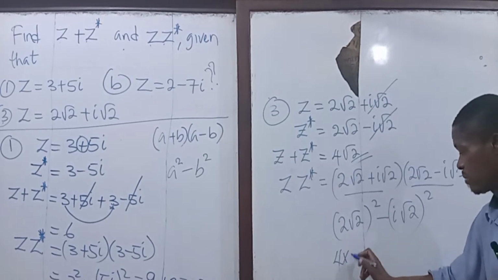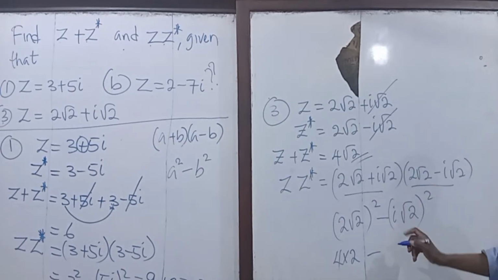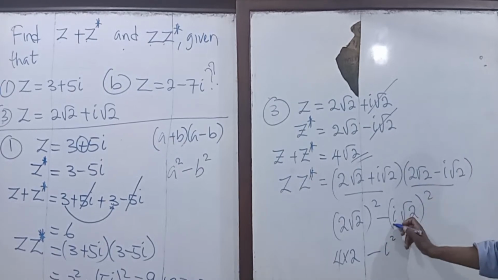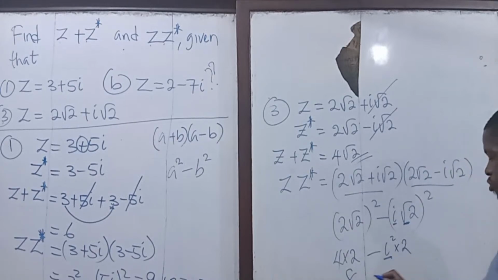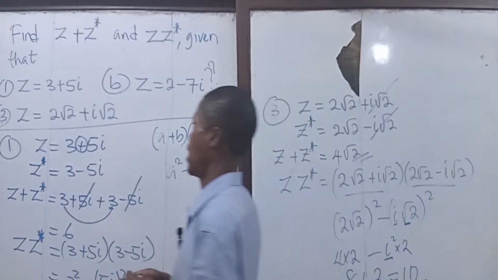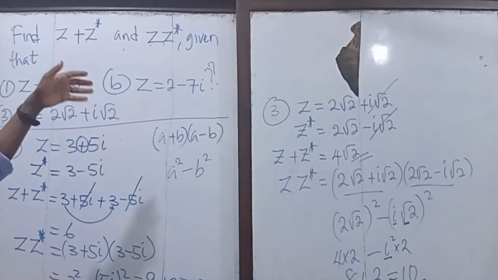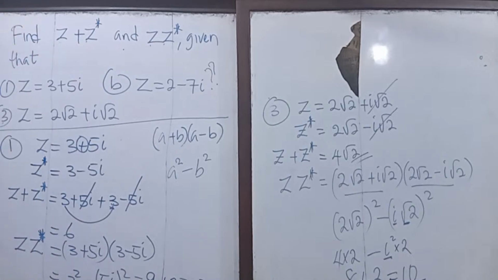So that will be what? Times 2 minus this one will be i squared. The 2 will affect this, and we also affect the square roots. That will be times 2. So that will be 8. i squared is minus 1, turning this one to plus times 2. Okay, so the answer is what? The answer is 10. So that's that for the complex number times its conjugates.